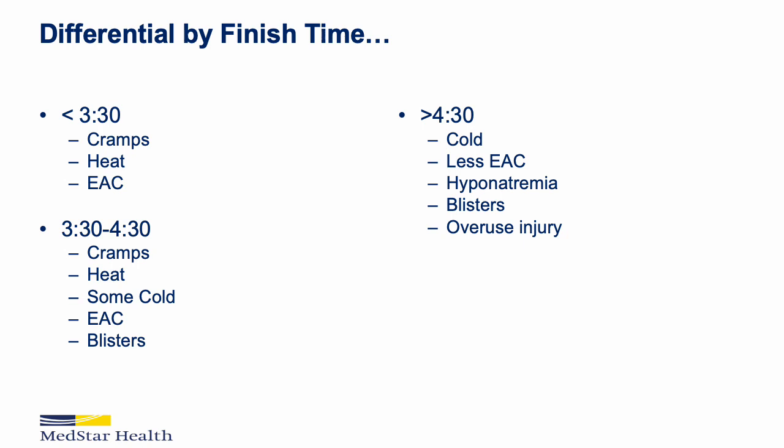And more than 4.5 hours, we'll start seeing some hypothermia on those cold days, people who've been out on the course a little bit longer. We'll see less exercise-associated collapse, again, in people at a slower pace. They may be walking a little bit through the rest stops. But at more than 4.5 hours is when we start seeing the hyponatremia. We may start seeing some blisters, and we'll start seeing some athletes with overuse injuries as well.